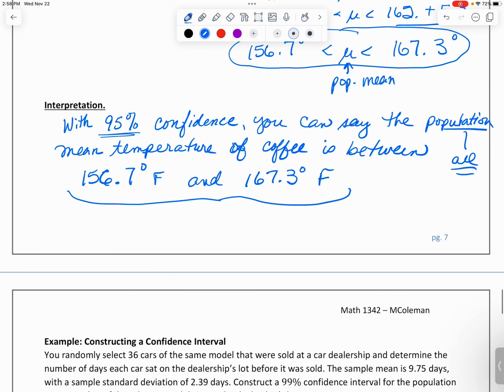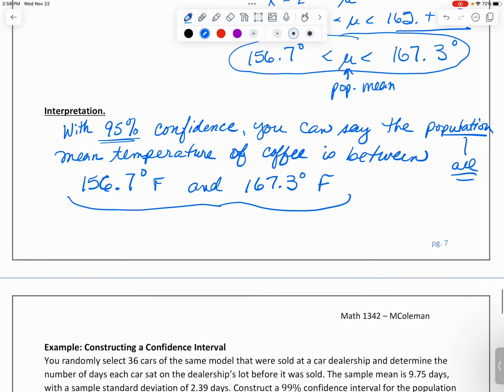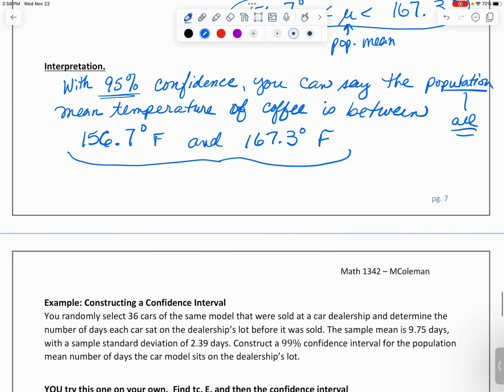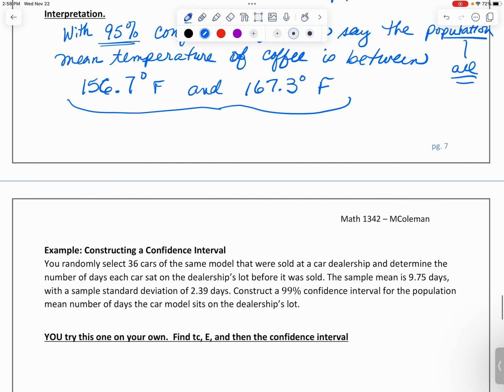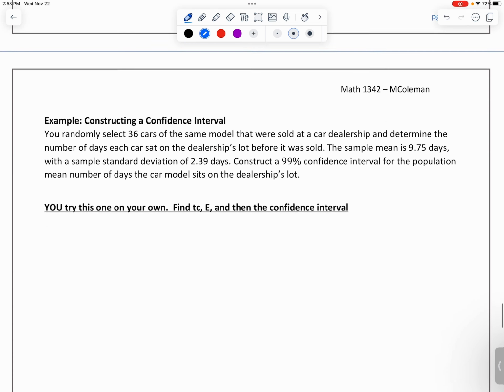That's huge if we can make that assumption just based on 16 coffee houses. So that's a big assumption, but that's how we can get additional information that does apply to the entire population.